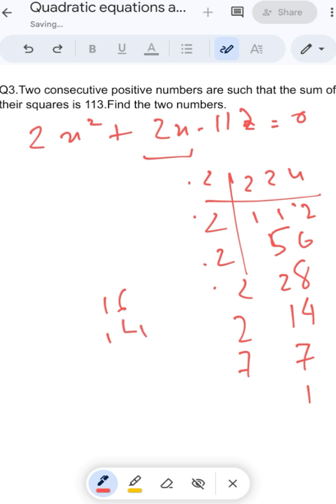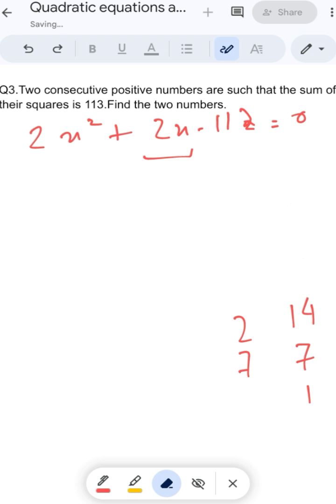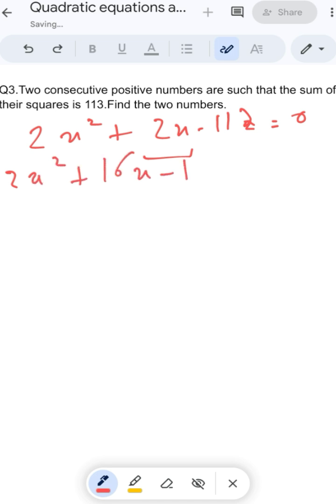So 16 multiplied by 14 is also 224. Okay, so let's break it down further. 16 and 14, let's do the middle term breaking. So 2x square plus 16x minus 14x minus 112 is equal to 0.